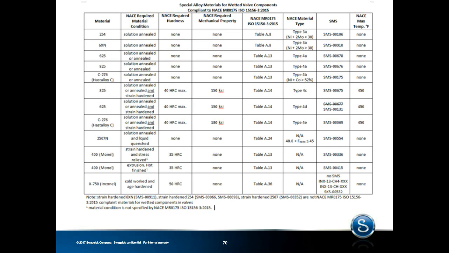And then finally, I'm showing you the special alloy materials for NACE acceptability. We don't, unfortunately, have enough time to go through this today, but if you have specific questions regarding NACE and materials which are suitable for your systems, please let me know.